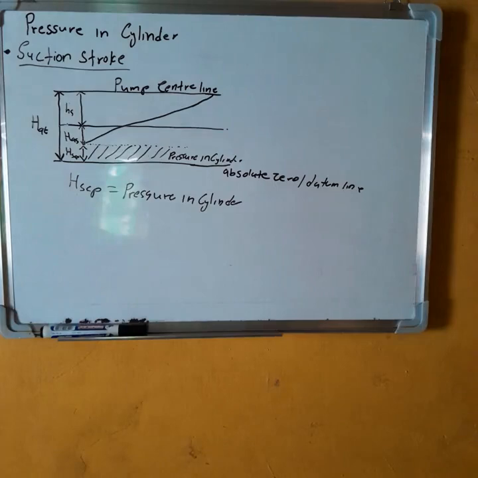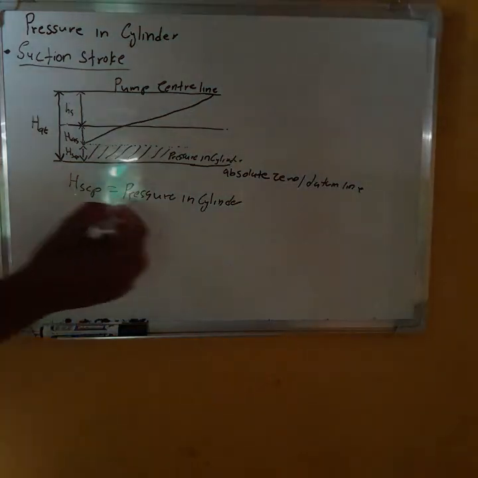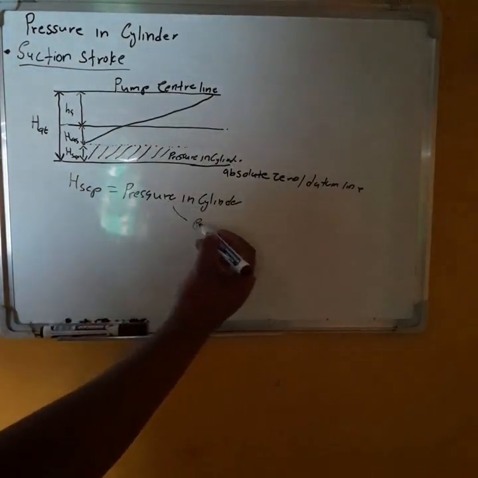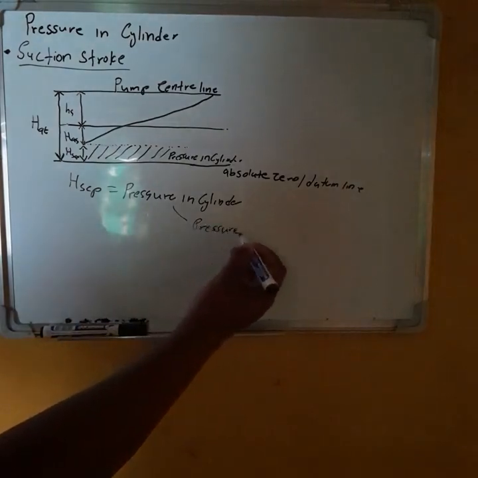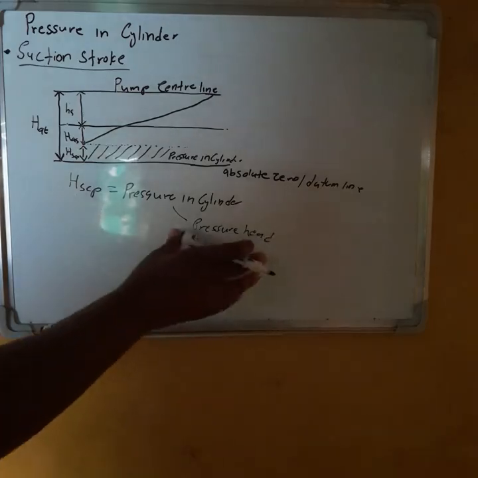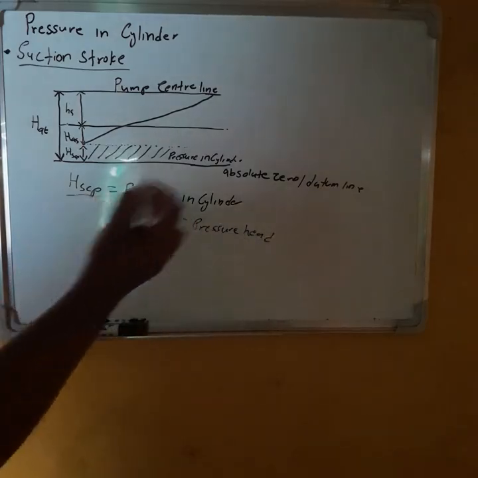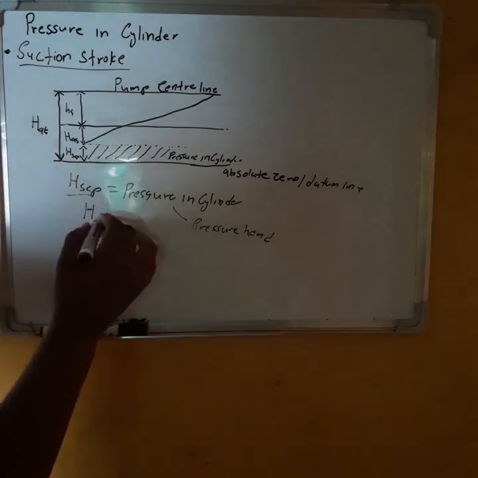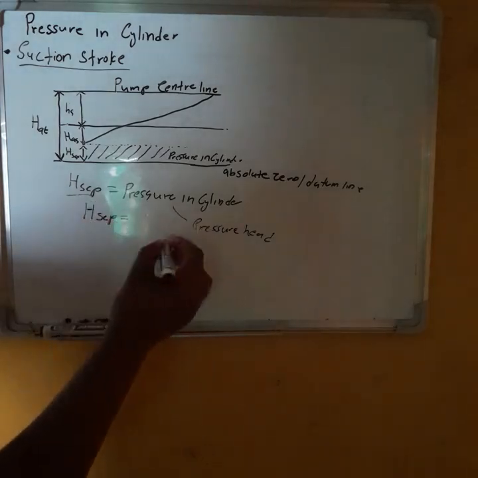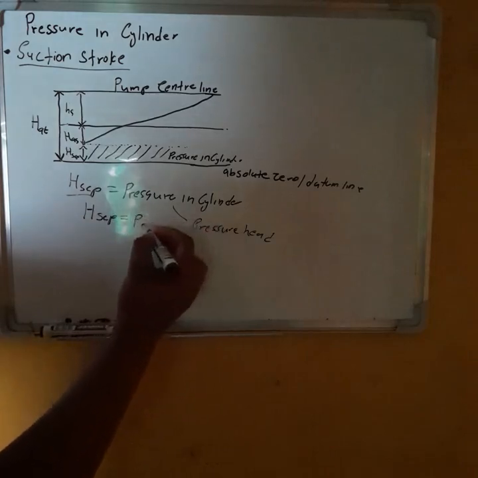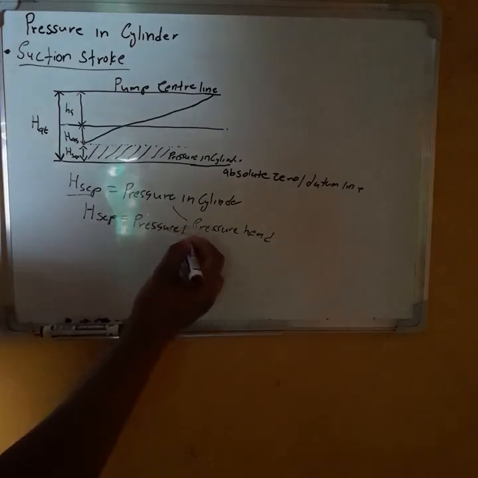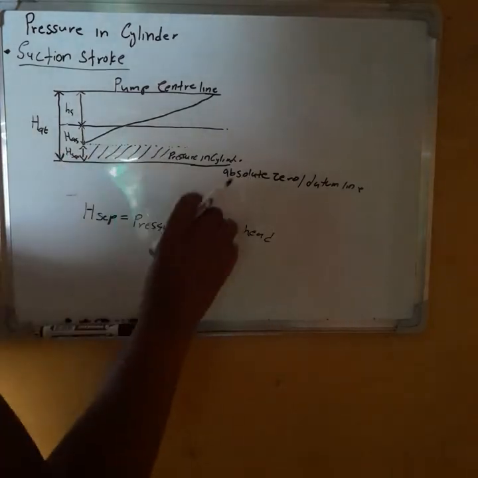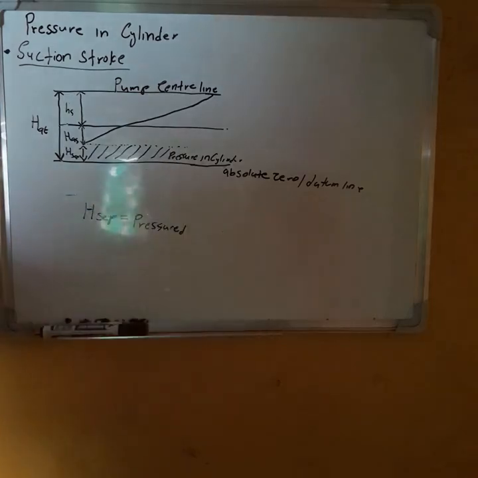Since it will be equal to the pressure in the cylinder, we know that pressure, we're supposed to have what? A pressure head, right? When there is pressure, there must be a pressure head. So in other words, since this is a head, we can equate this with head. Then therefore we can say H separation must be equal to the pressure head.